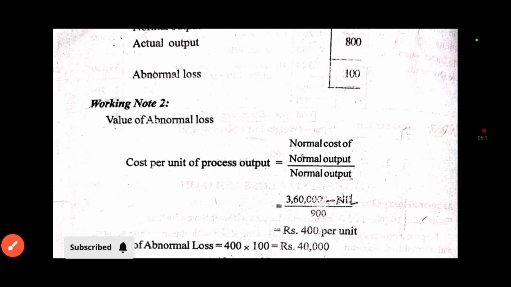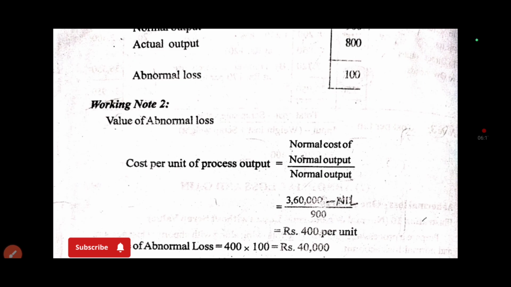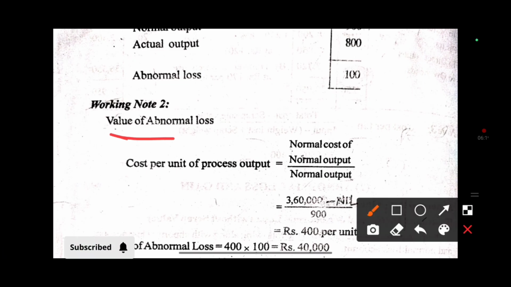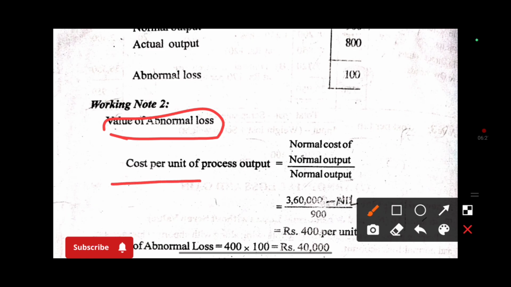Let's find out value of abnormal loss. Okay. It's very simple. How can you find out the abnormal loss value? Before we find out the abnormal loss value, we need to find out the cost per unit. If you find out the cost per unit, you can easily find out the abnormal loss value. Okay. So we have the format to find out the cost per unit, that is normal cost of normal output divided by normal output.